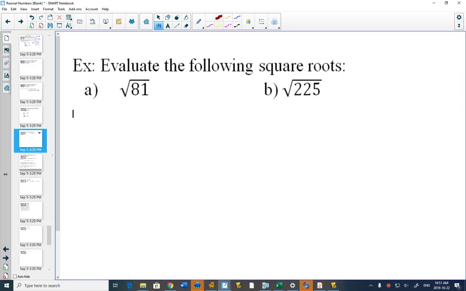Good, everybody got this one. This was the easy one, 9. This one was a little bit harder. You might need your calculator. It's 15.